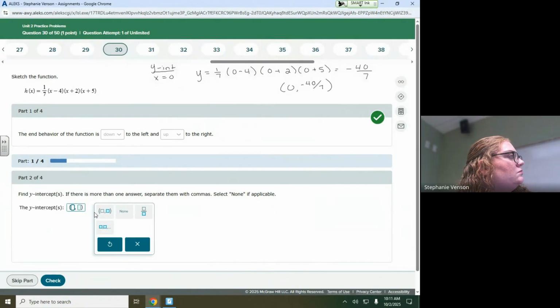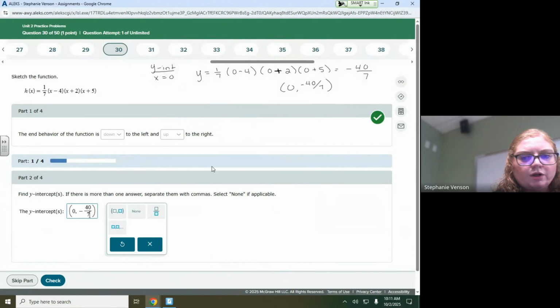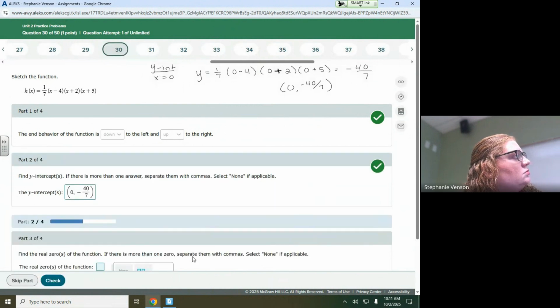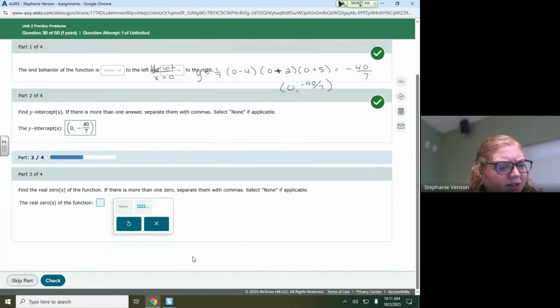And that's 0 plus 2, right? Yeah, sorry, it didn't come out very well. There we go. So 0, comma, negative 40 over 7. Are y'all good with that? So what else is it asking us for?